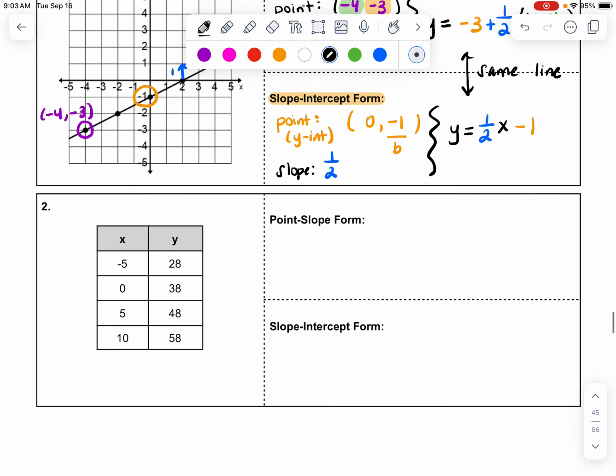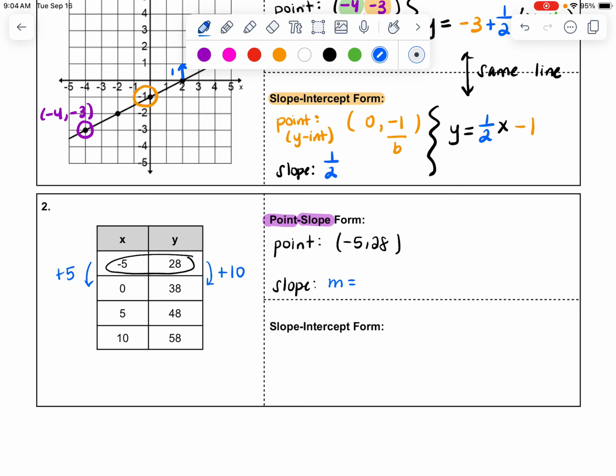Let's try that one more time. We're going to write two different equations for this table. In order to write point slope form, we're going to need to identify a starting point and a slope. Now again, we can choose any point we want here. So I'm going to pick the first point from the table. In order to find the slope, we would need to look at the patterns in the table. On the right-hand side, the y column is going up by 10, and on the left-hand side, the x column is going up by 5. So we would have 10 over 5, which simplifies to 2.